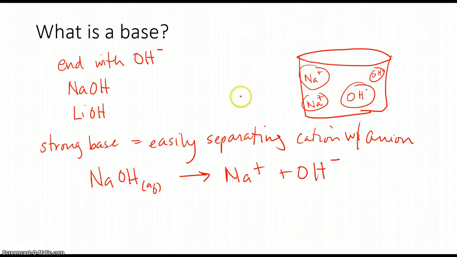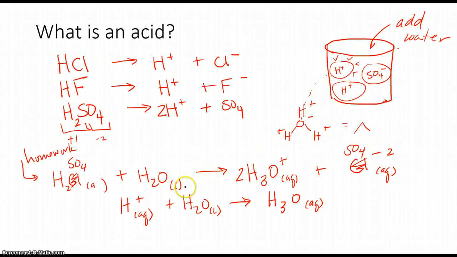All right, so this is how you would identify acids and bases. Keep in mind a base ends with OH and an acid starts with H. This is how you would write a base when it actually dissociates. So whenever it asks you, for your homework, to write an equation of the formation of ions, this is what you're going to write.